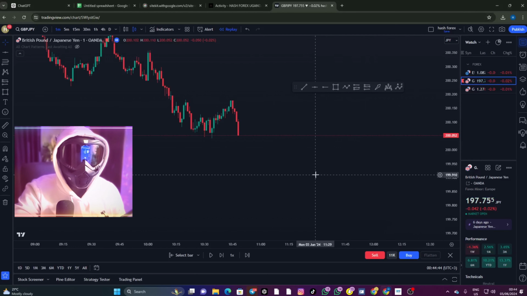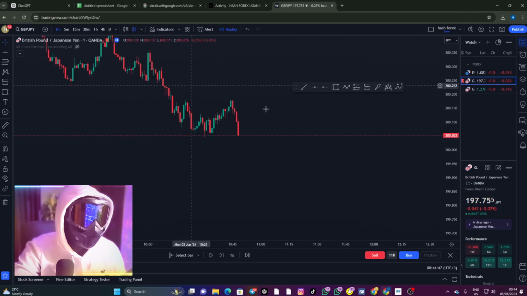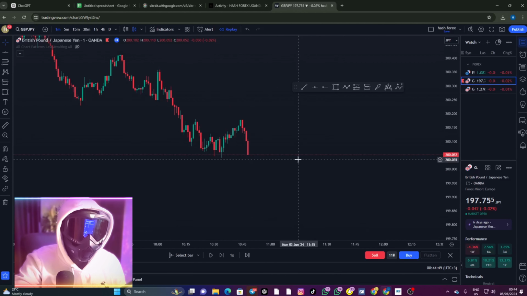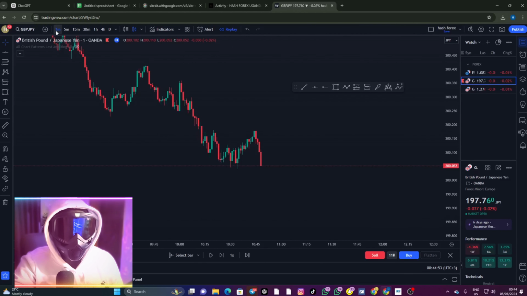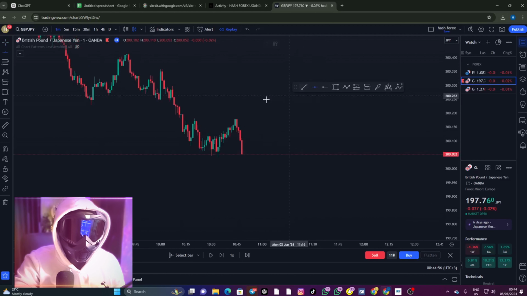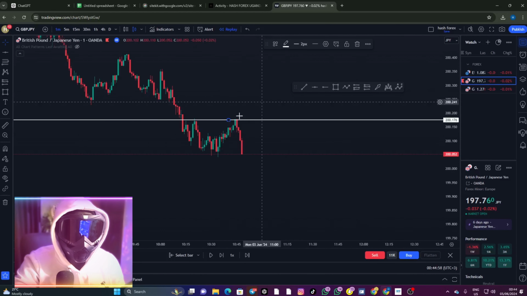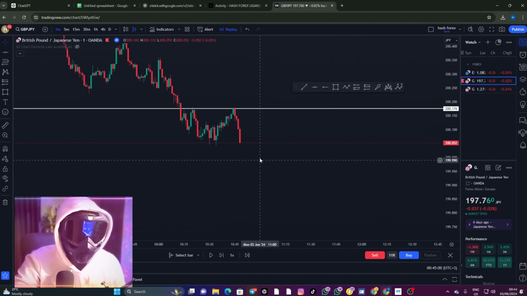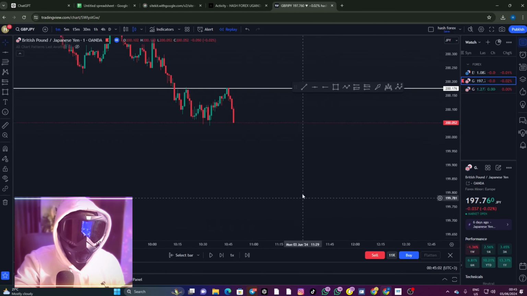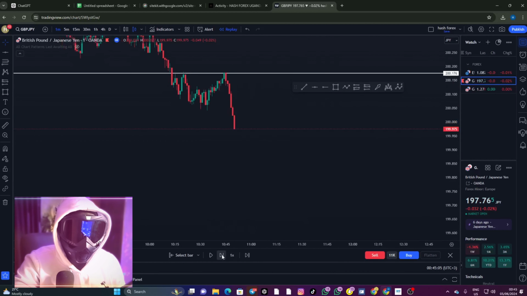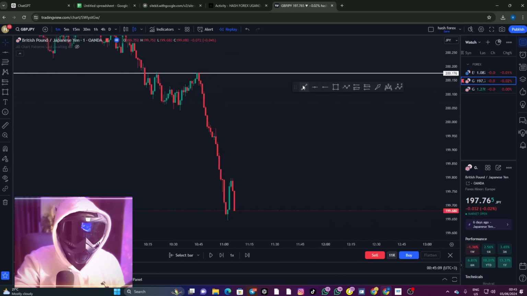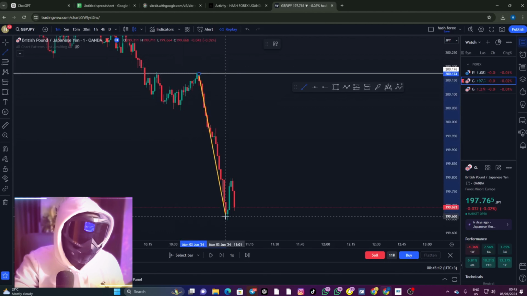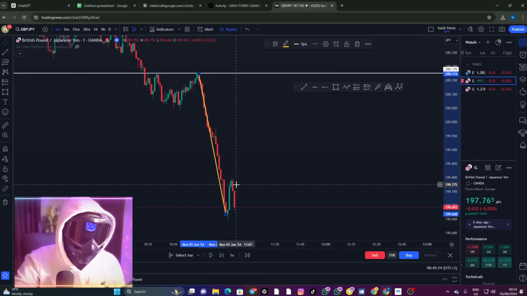Here on the charts, we are looking at the British pound, Japanese yen, and we are seeing that it is giving us a downtrend on the 1 minute. We are having some bit of consolidation here. The market has created a lower low there. After that brief consolidation, the market is giving us this impulsive move to the downside, which is confirming to us our downtrend.